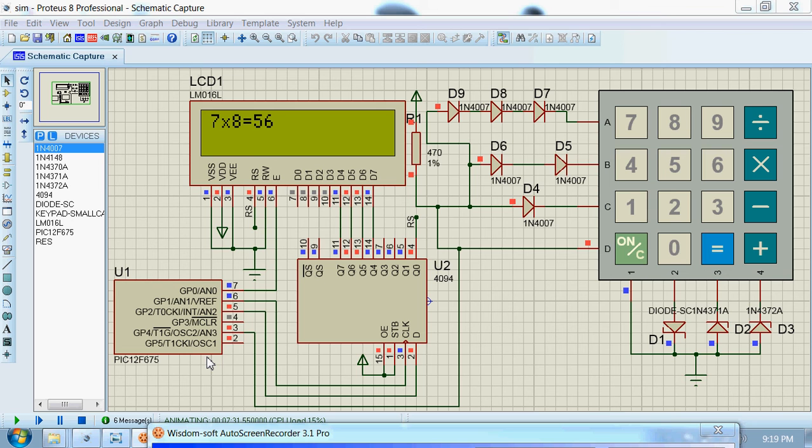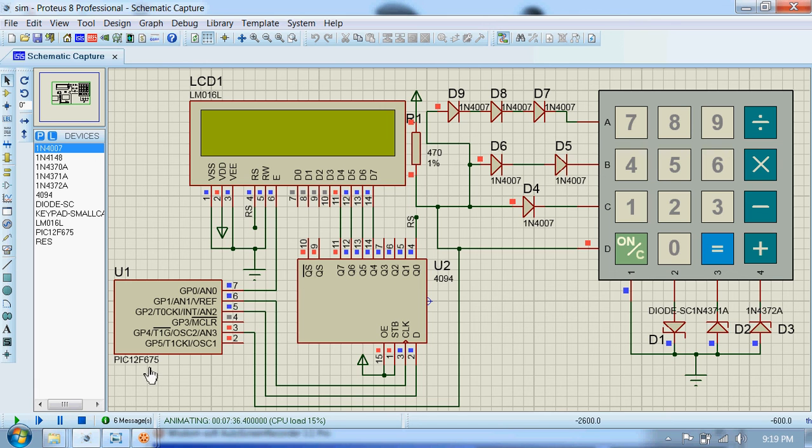Okay, I will just run the simulation. Let's do the addition first. Now let's do the subtraction. Now multiplication. And finally division.